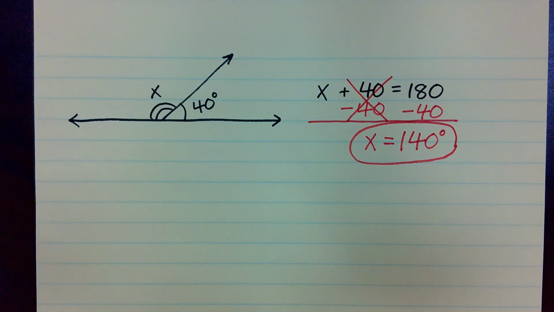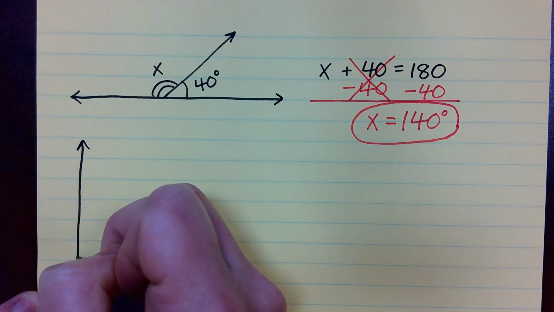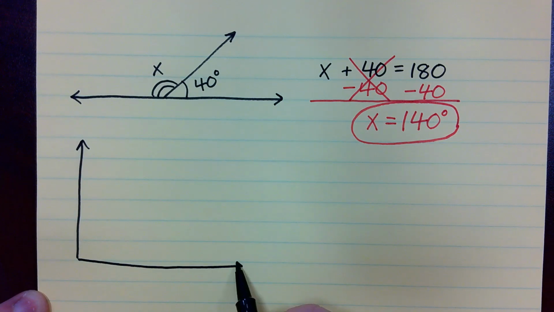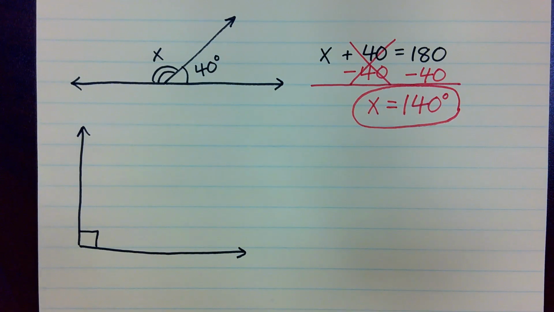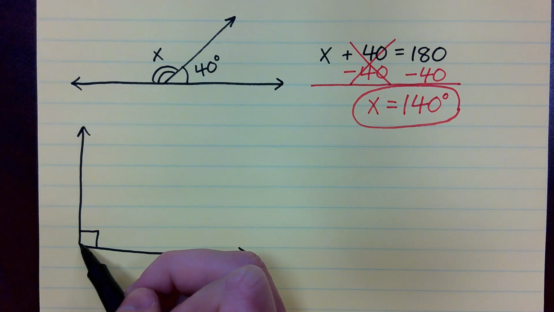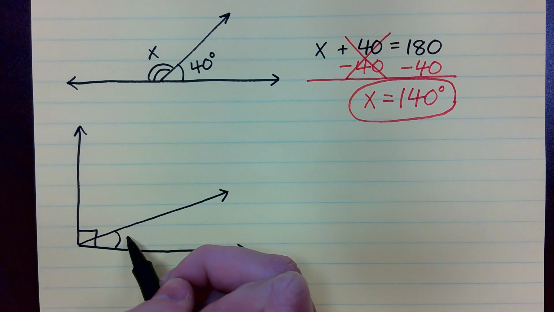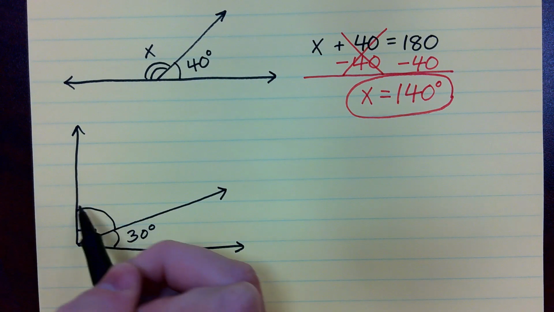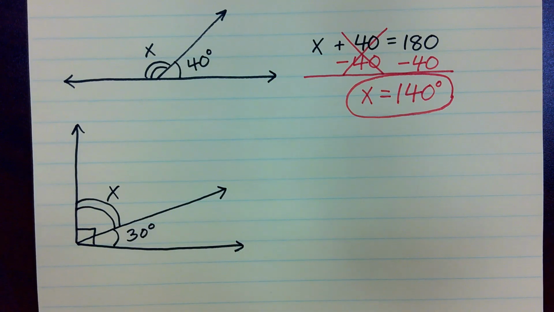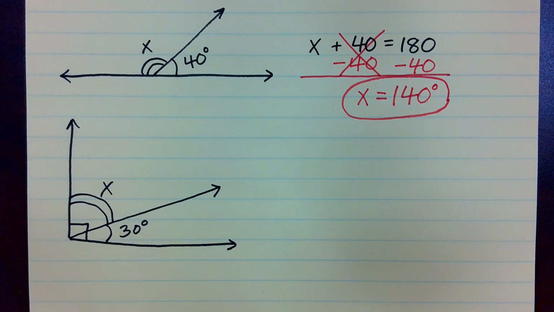Let's do a complementary one. So again, doesn't have to be exact. Mine's really not exact. Put a little box in there so you know it's 90 degrees. And say we have a 30-degree angle, and I want to know what X is. How could I figure out what X is here?